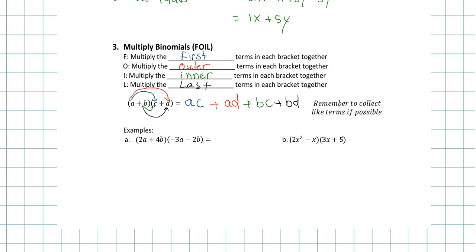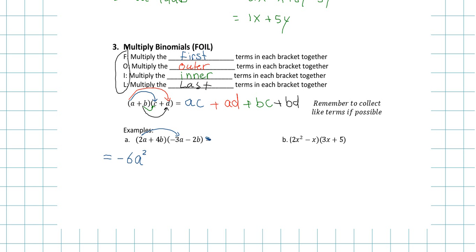So I'm multiplying 2a times negative 3a. So that gives me negative 6a squared. Then I'm looking for my outer terms. So 2a times negative 2b. So that's negative 4ab. So I'm done with the first term.